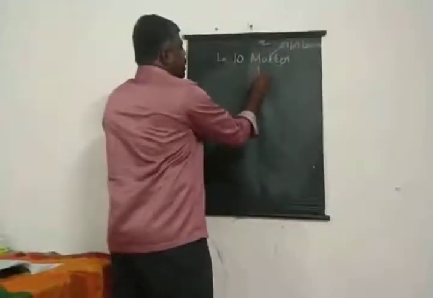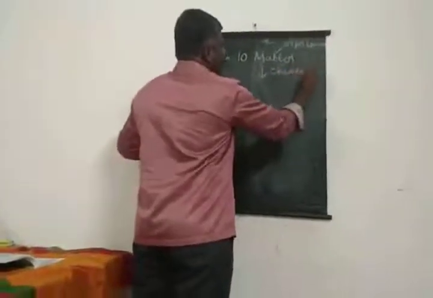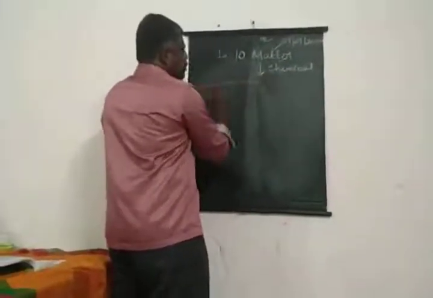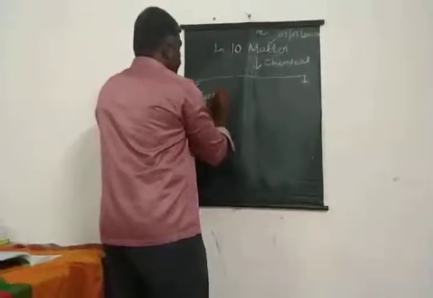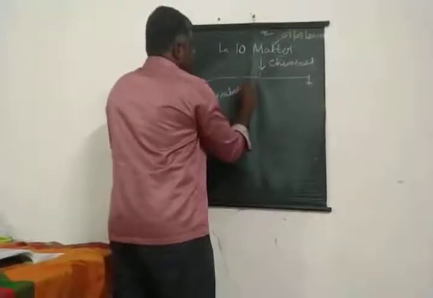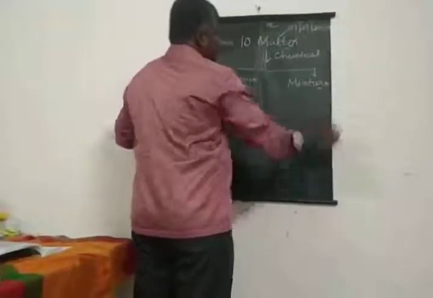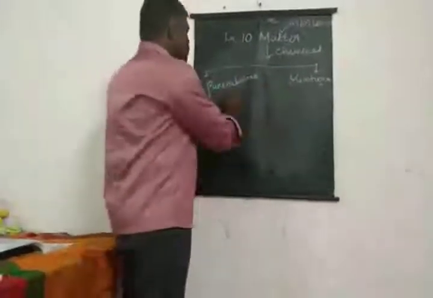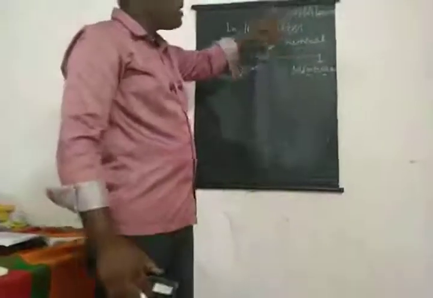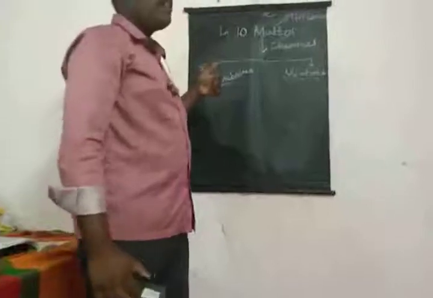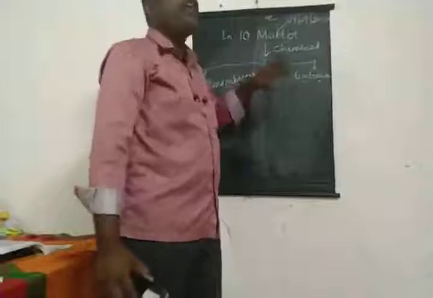Based on their chemical composition, matter can be classified into two types: one is pure substance, another one is mixture. So based on their physical state, matter can be classified into three categories: solid, liquid, gas. And based on their chemical composition, into pure substance and mixture.